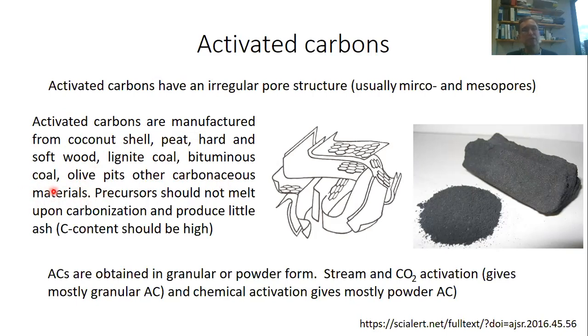So you only need basically an organic precursor that does not melt upon carbonization, because the melting would actually eliminate the porosity, and has a high carbon content, and little other components that would be inorganic and produce ash. Then just by heating that organic material under the right conditions, you can produce porous carbon materials. So these so-called activated carbons are obtained in either granular or powder form. You can activate the carbons two ways. You can either do CO2 activation or you can do chemical activation.